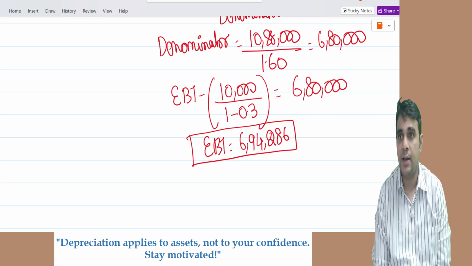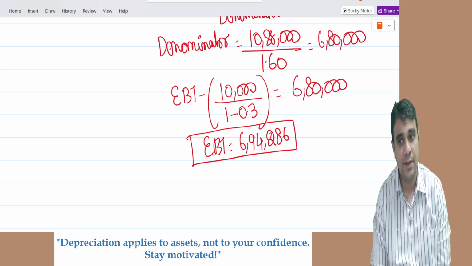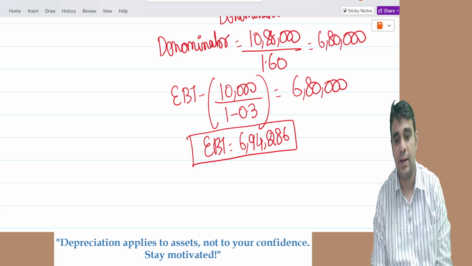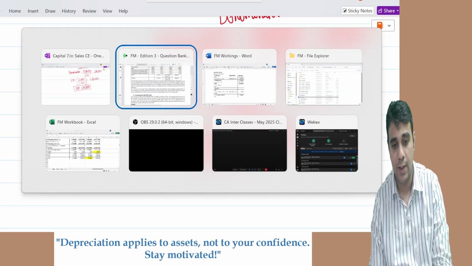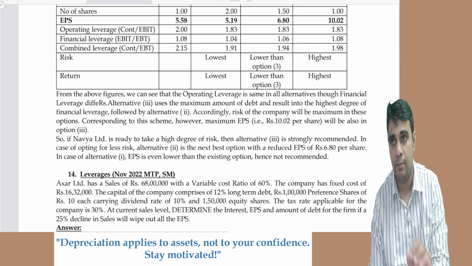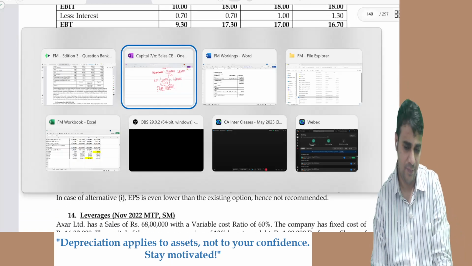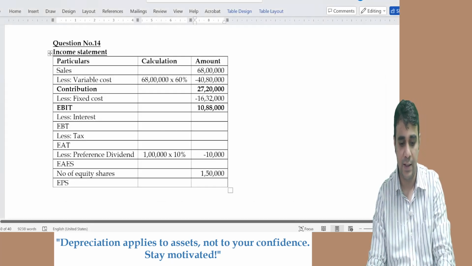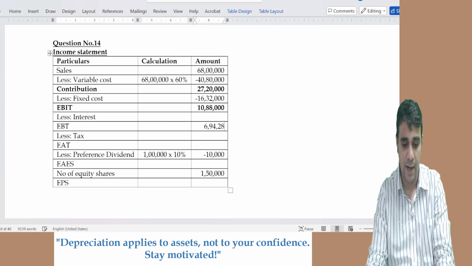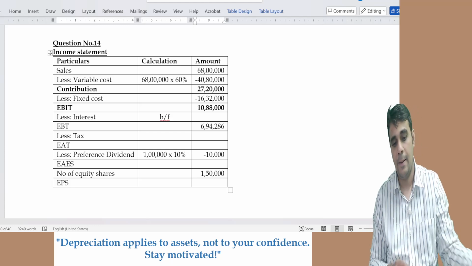You put this in the income statement, interest will become the balancing figure, tax will be there, everything will get over in the income statement. Any doubts on 694,286? Now the only thing is, I am not very sure if that preference dividend number is right, but let's just quickly check it. The numbers are right. EBT 694,286. Interest is the balancing figure.